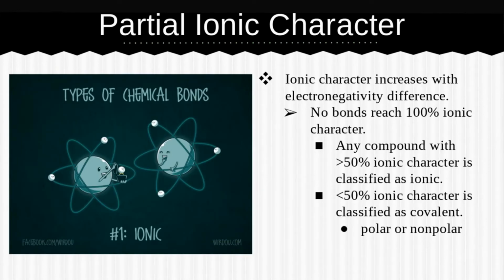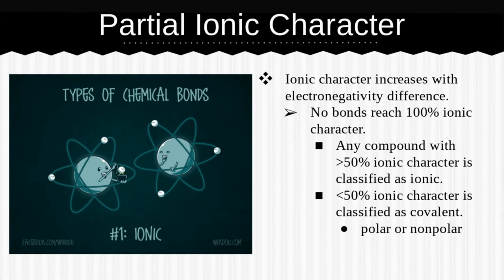So while we do distinguish between ionic and covalent, there is some ionic character in covalent bonds as well. Ionic character is just a measure of the size of the difference in electronegativity between the two atoms. So there's no such thing as 100% ionic character, but if you have greater than 50% ionic character, then we classify that as an ionic bond, and less than 50% is going to be covalent.